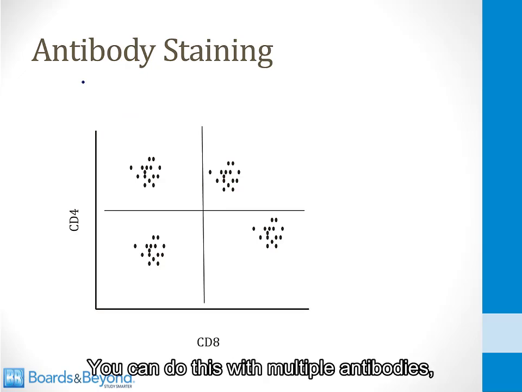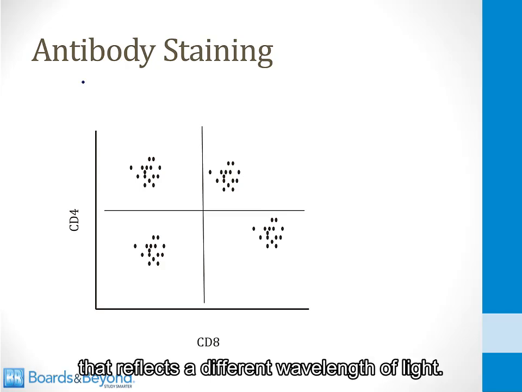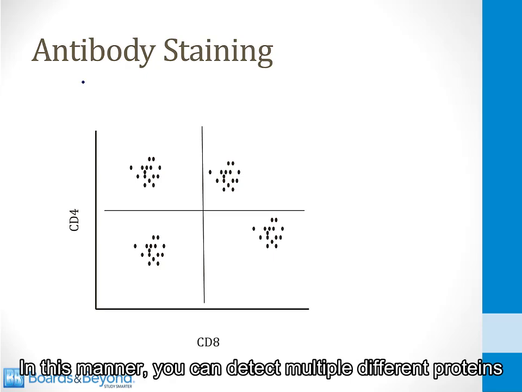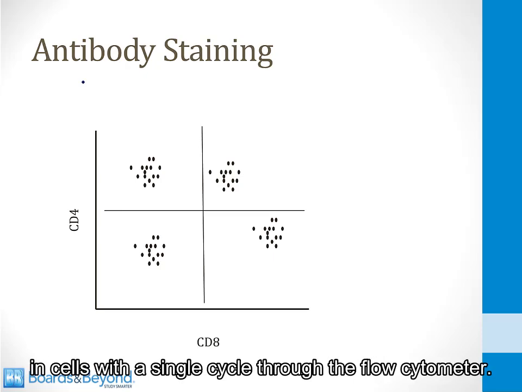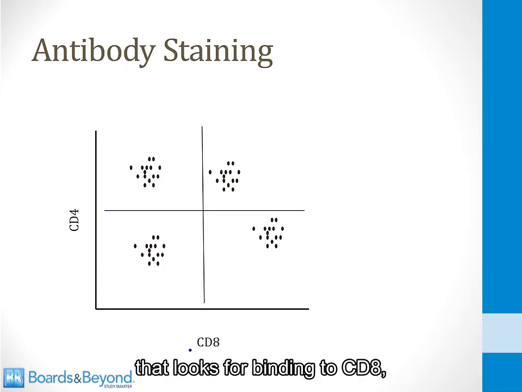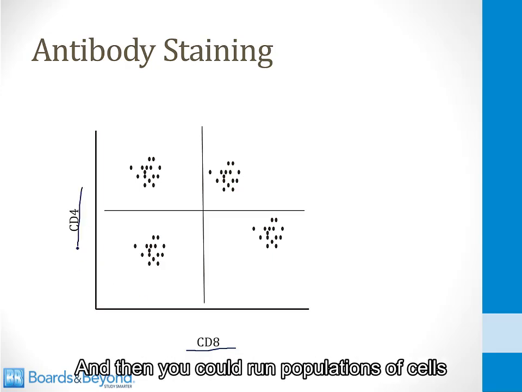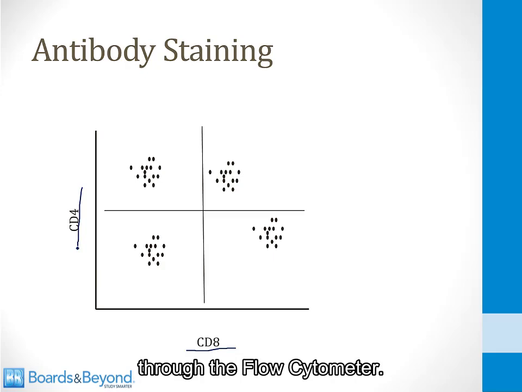You can do this with multiple antibodies, each one with a different fluorochrome attached to it that reflects a different wavelength of light. In this manner, you can detect multiple different proteins in cells with a single cycle through the flow cytometer. So for example, you could use one fluorescent antibody that looks for binding to CD8 in cells. You could use another one that looks for binding to CD4 in cells, and then you could run populations of cells through the flow cytometer.